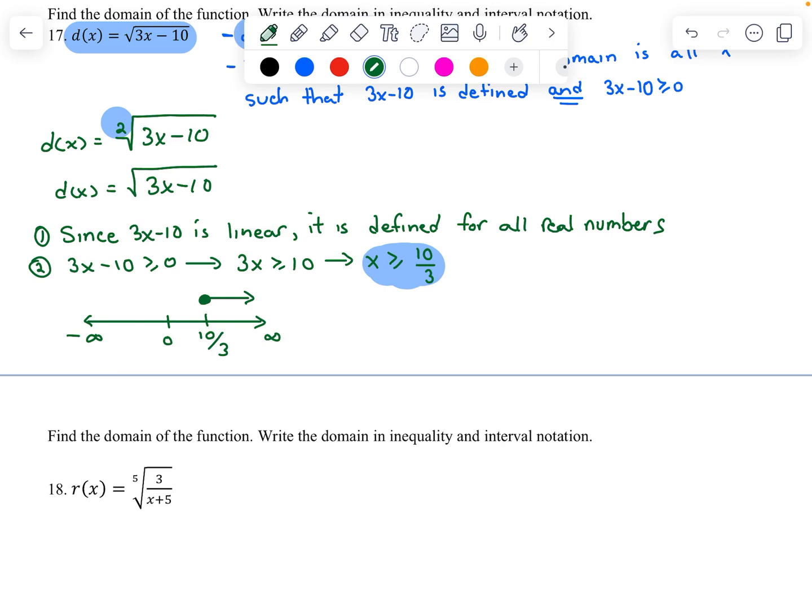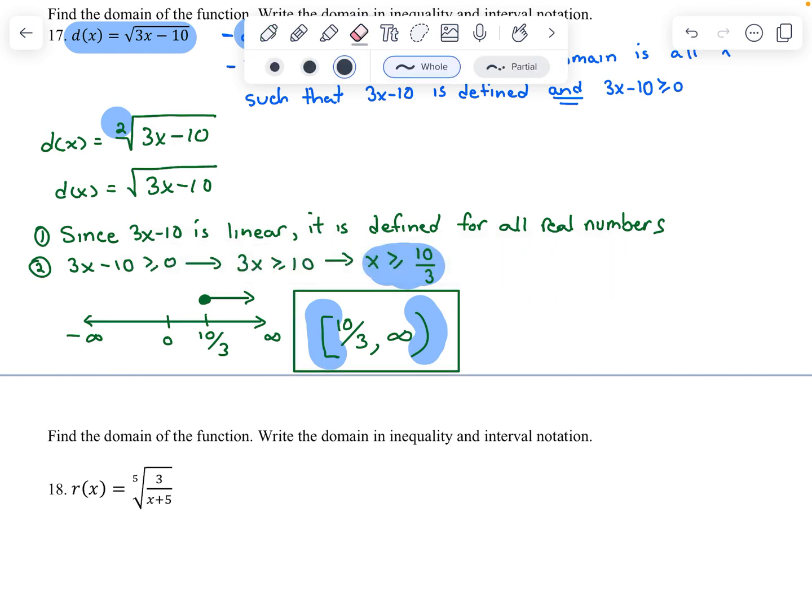To write this inequality in interval notation, I'm going to write it as the half open interval of 10/3 to infinity. Notice the closed bracket next to the 10/3 and the open bracket after the infinity. And this is the domain of d of x. And we are done.